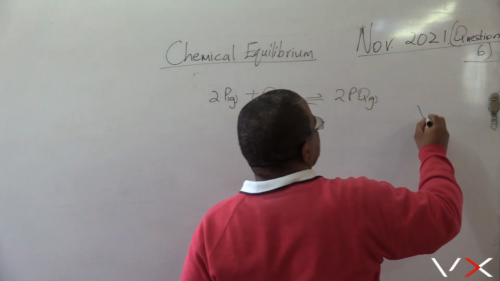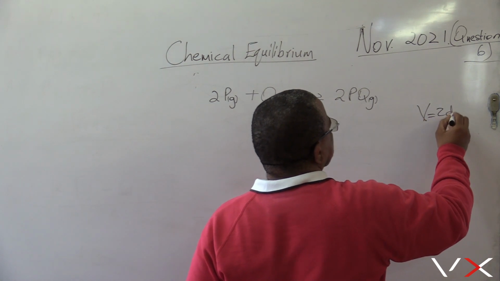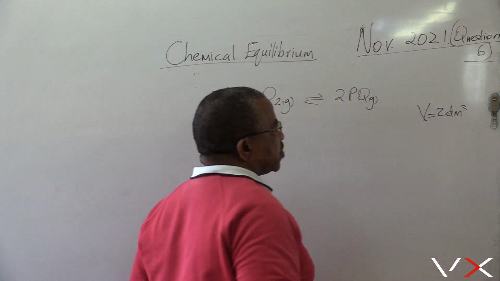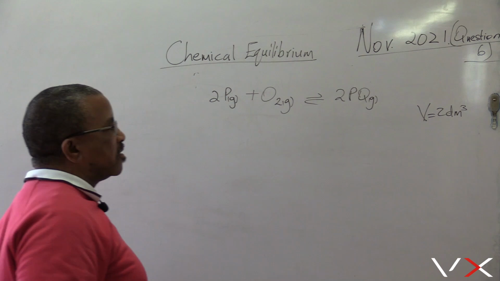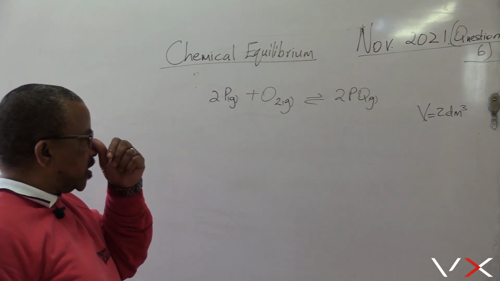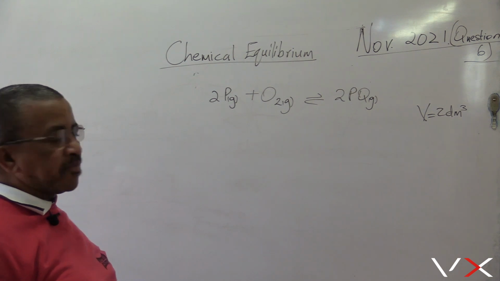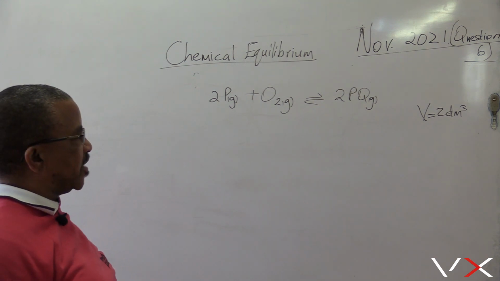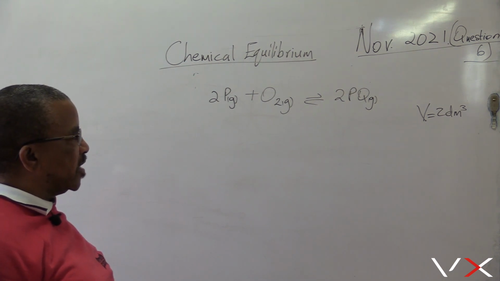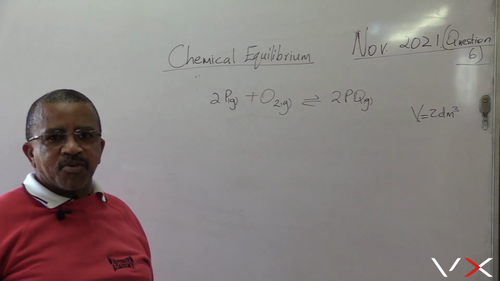So this is sealed in a 2 decimeter cubed container. Now consider the balanced equation for the hypothetical reaction that takes place in a sealed 2 decimeter cubed container at 300 degrees Kelvin. So 6.1, define the term chemical equilibrium.